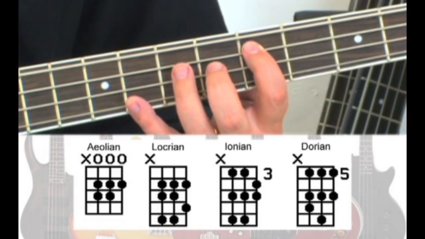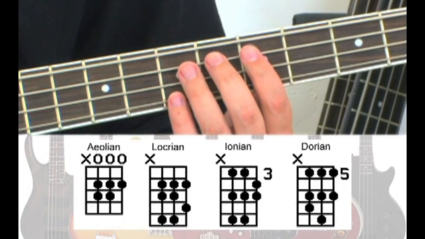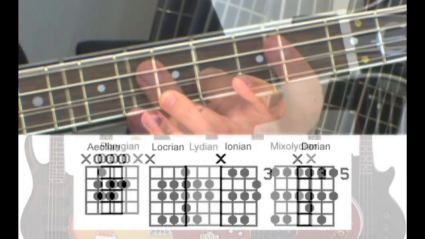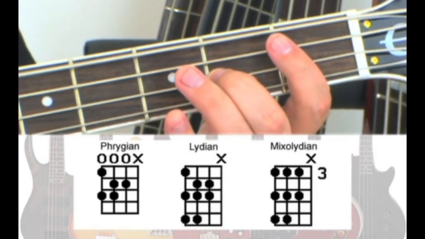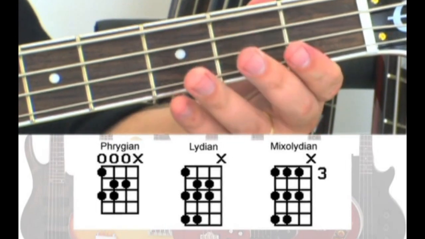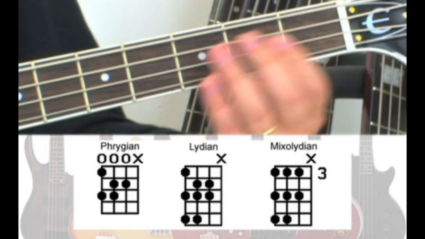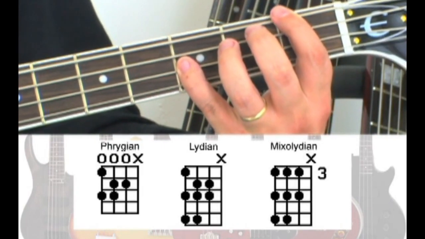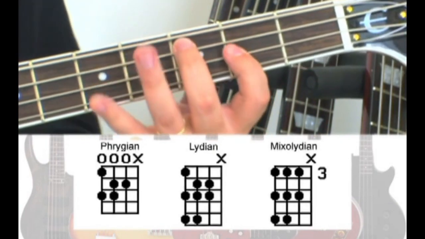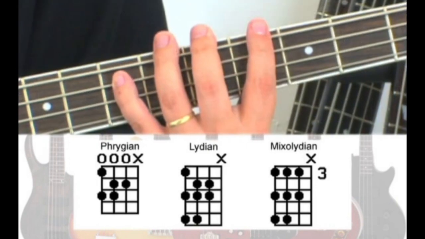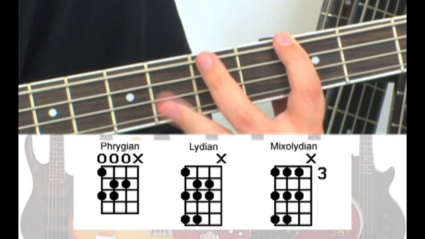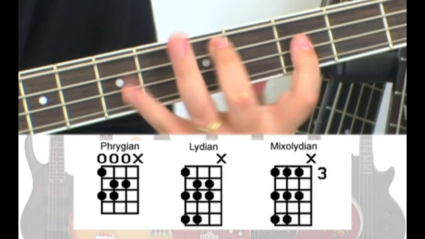The natural scale D to D is called the Dorian mode. D, E, F, G, A, B, C, D. The natural scale E to E is called the Phrygian mode. E, F, G, A, B, C, D, E. The natural scale F to F is called the Lydian mode. F, G, A, B, C, D, E, F. And the natural scale G to G is called the Mixolydian mode. G, A, B, C, D, E, F, G.